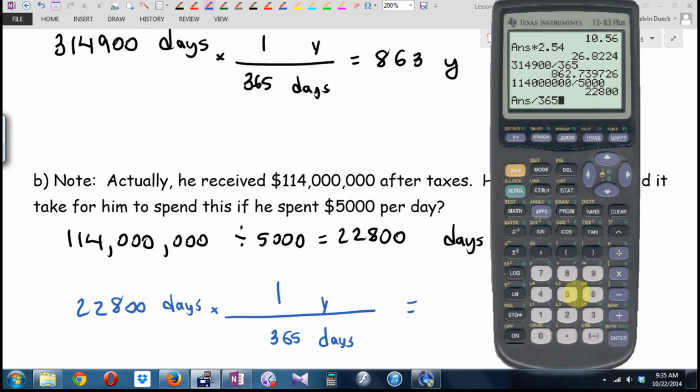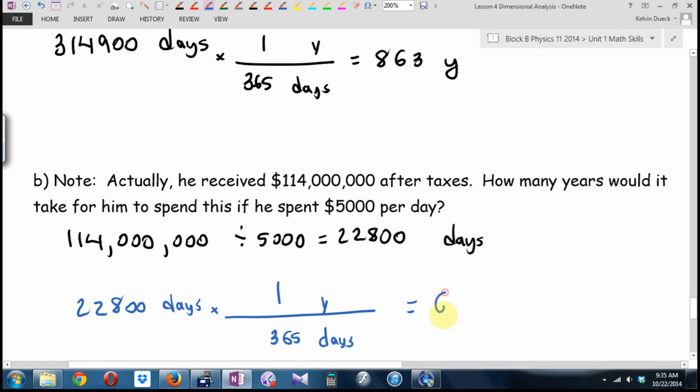If he spends $5,000 a year, can he spend that in his lifetime? Sorry, $5,000 a day. I said a year. A day. Barely. Depending on how old he was when he won this. If he won this when he was 50, if he won this when he was 20, he'll be 82, so maybe. 60, what did I say? 62.5 years.